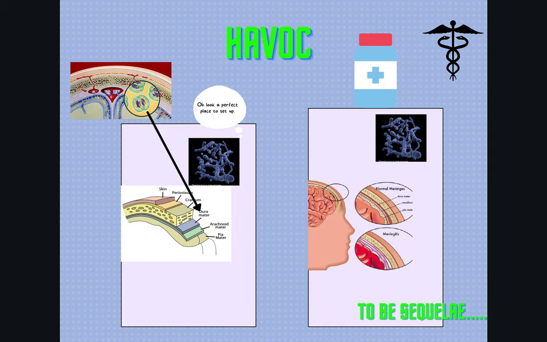So that is just a brief overview of the pathogenesis of Streptococcus pneumoniae as it relates to developing into meningitis.